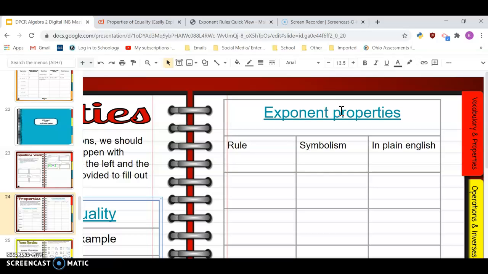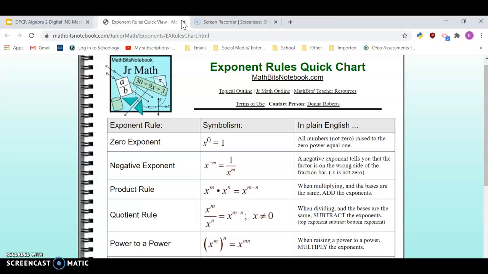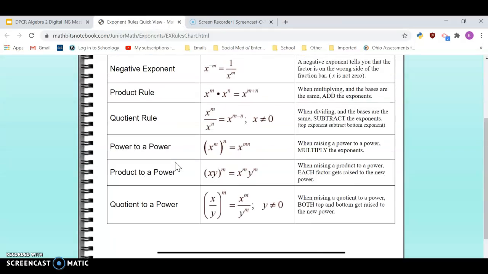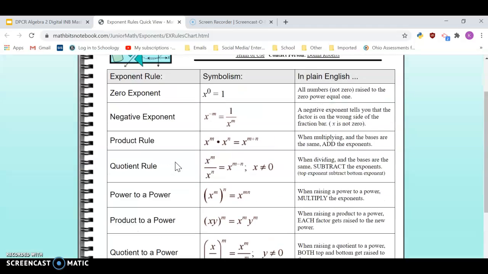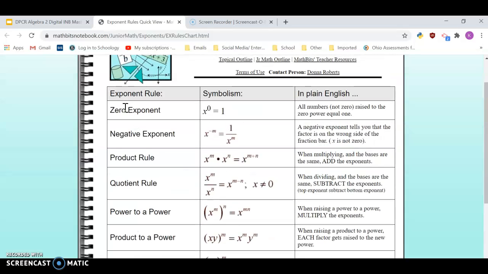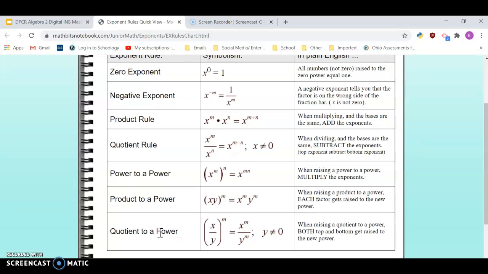Now, the reason that we're dealing with this is because I want to make sure that you do know this going forward, because this will come up a lot as we go through Algebra 2. So, when we click this link, where it's going to bring us is this page right here. This quick chart is actually going to be copied back over into our notebook. So we have 7 different rules that deal with exponents.